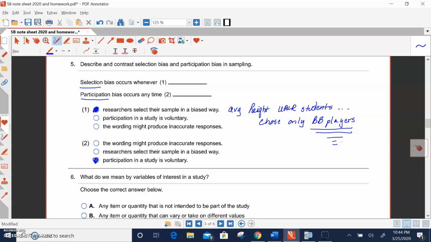Participation bias occurs anytime you choose to participate in a study. It's voluntary. So whenever a study is done, there will always be some type of participation bias.